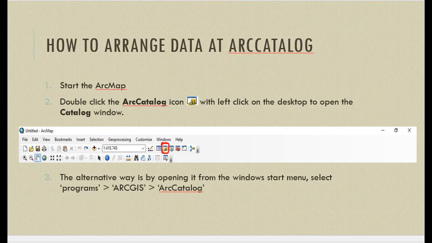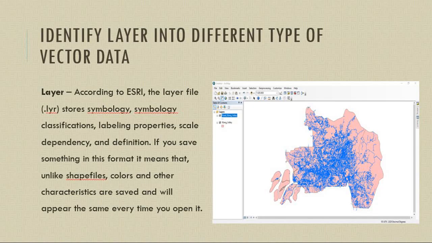First, start ArcMap. Second, double-click the ArcCatalog icon with left-click on the desktop to open the Catalog window. Lastly, the alternative way is by opening it from the Windows Start menu by selecting Programs, next ArcGIS, and lastly ArcCatalog. Next, we move to the next slide.